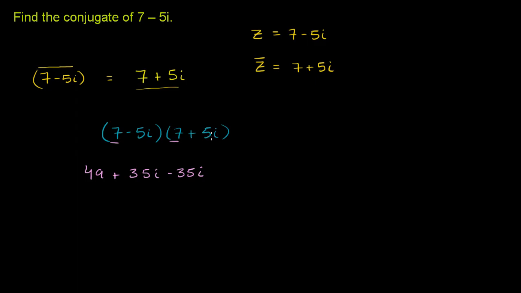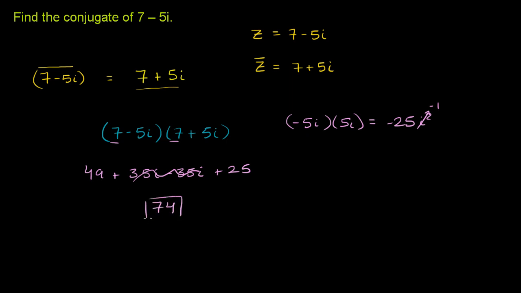So negative 5i times 5i is negative 25 times i squared. i squared is negative 1. So negative 25 times negative 1 is positive 25. And these two terms over here cancel out, and we're just left with 49 plus 25. So this is just 74. So we are just left with the real number 74.